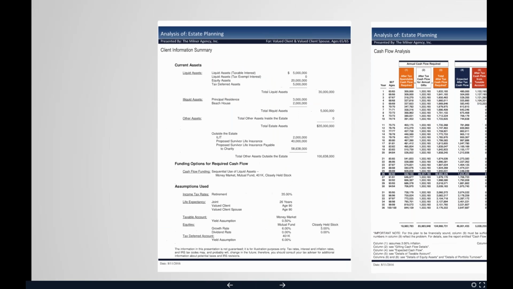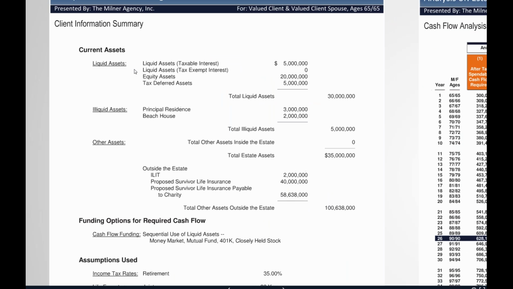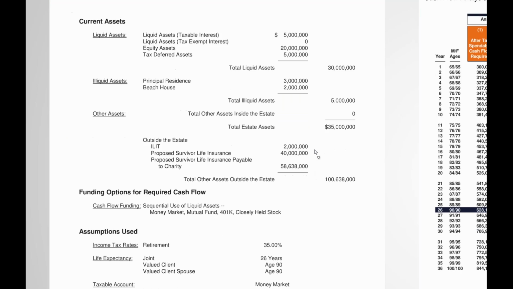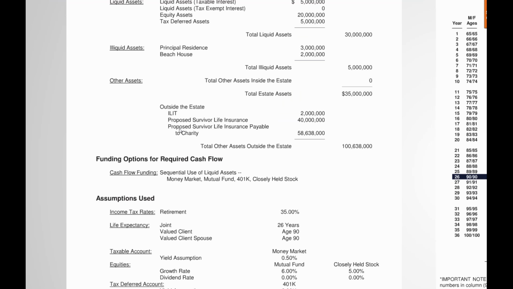Well, first we're going to give a summary of where all their assets are. Okay, we've broken down into liquid assets, equity assets, tax deferred, illiquid assets that they have. This family actually, not surprisingly, has been approached several years ago and set up an ILET and funded with a $2 million policy. We're going to take that into account as an outside the estate asset. We're also calculating behind the scenes what their cash flow from all their different sources. Now that's going to be from retirement accounts, from liquidating liquid assets, from taking dividends off their closely held business. All of this is taken into account.